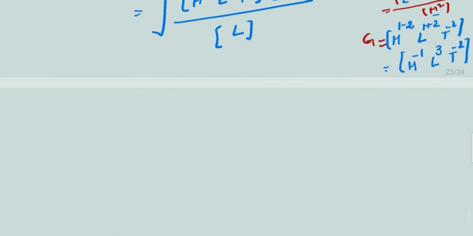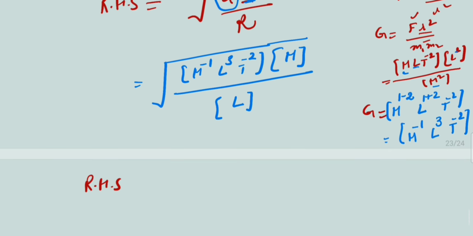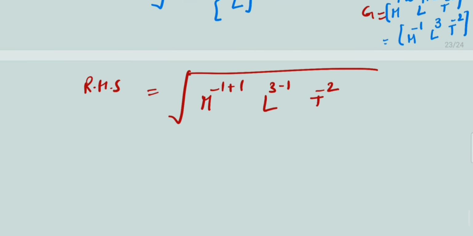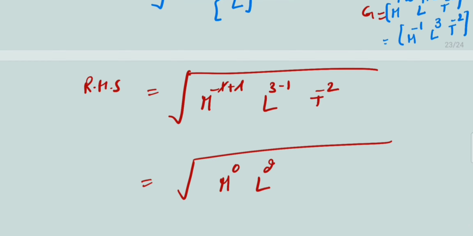Now we'll solve this. So this right hand side is equal to square root of, this is minus 1 and this M will combine, we'll get M raised to power minus 1 plus 1, L raised to power 3 minus 1, and T raised to power minus 2. So this is equal to, they will get cancelled, M raised to power 0, L raised to power 2 and T raised to power minus 2.